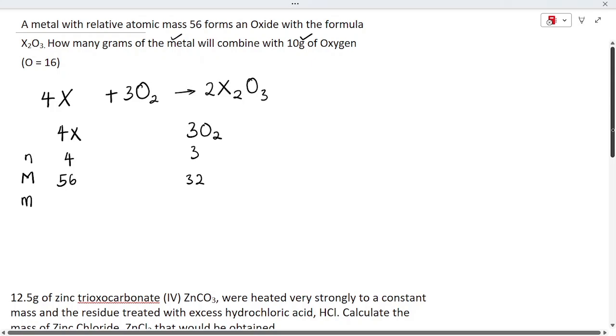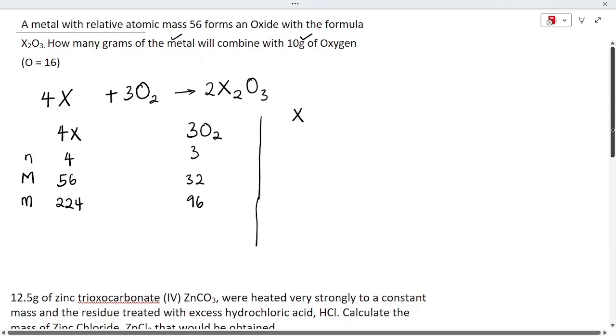Yes, that gives us 224. 3 times 32, that gives us 96. So that's the very first thing you do. You just extract the information from your chemical reaction. And from our chemical reaction, we have seen that 224 grams of the metal reacted with 96 grams of oxygen. And that's what we simply come to.